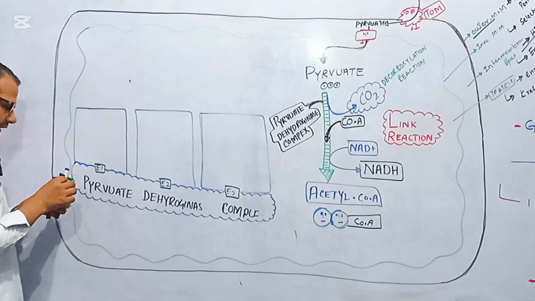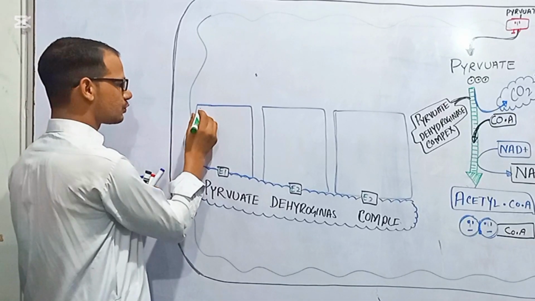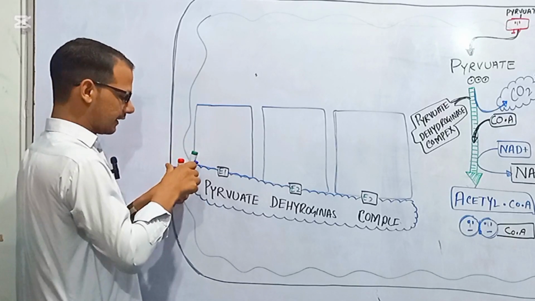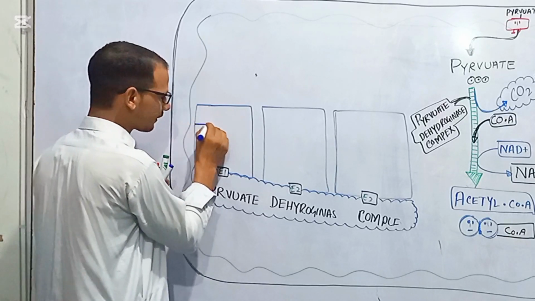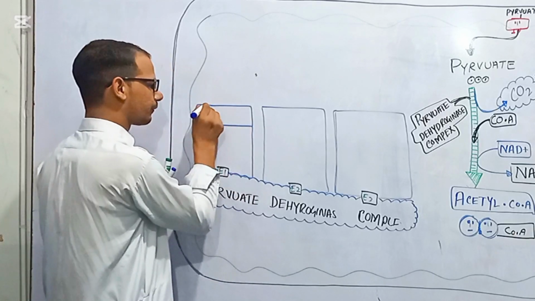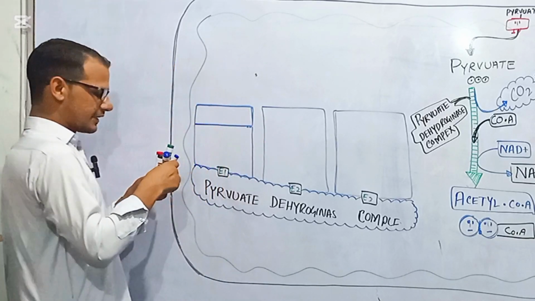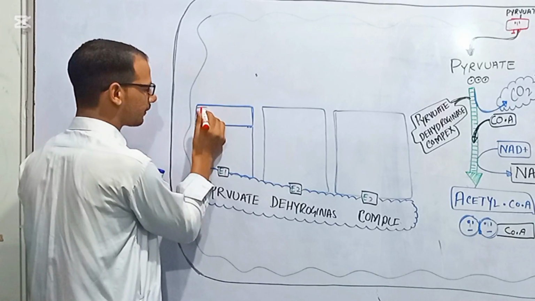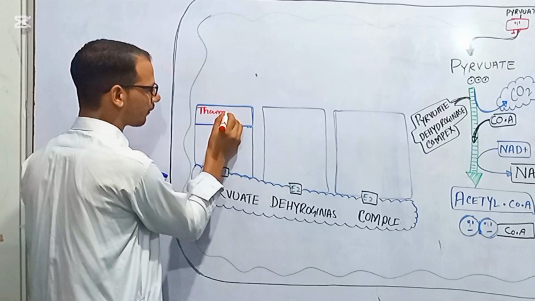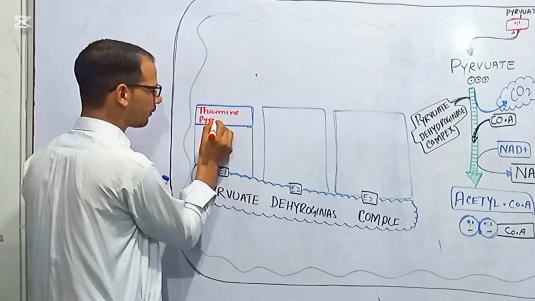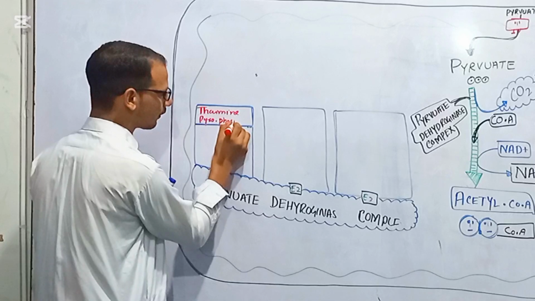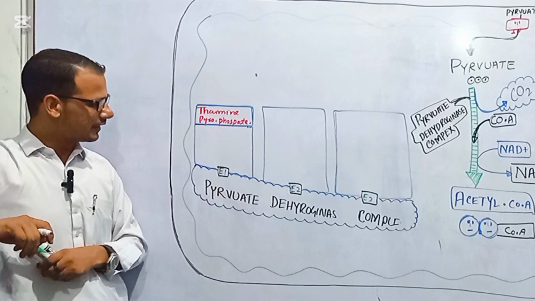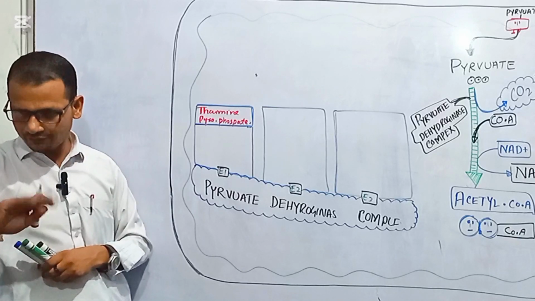Now the first one, for example, has the components which are very important here. The first component has one coenzyme, right? And this coenzyme is called thiamine pyrophosphate. This first E1 is composed of thiamine pyrophosphate. Thiamine is vitamin B1, right?